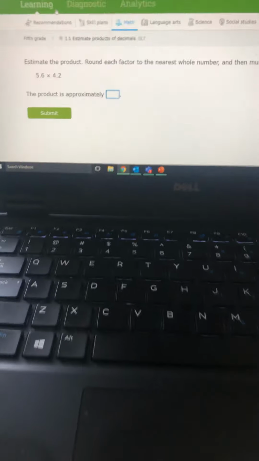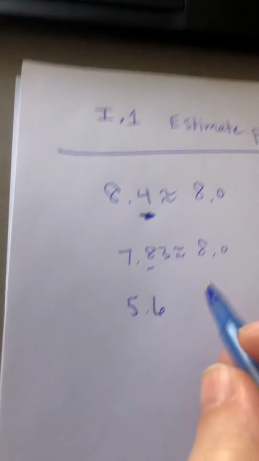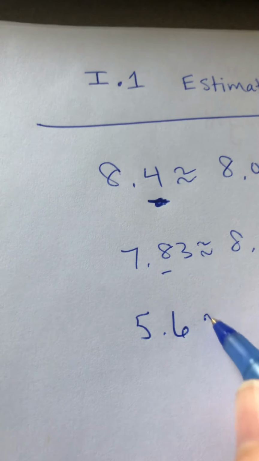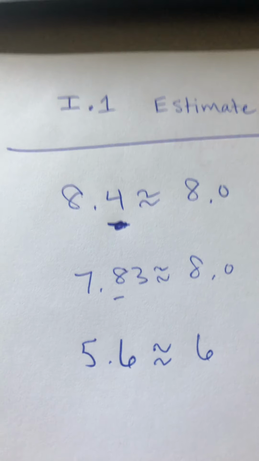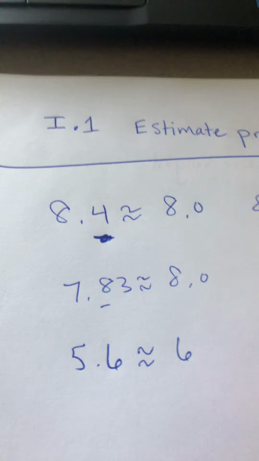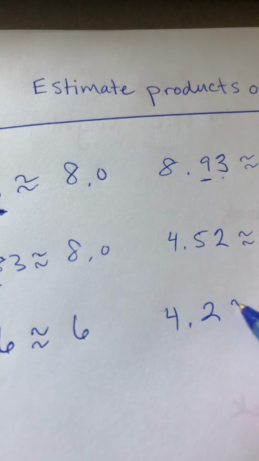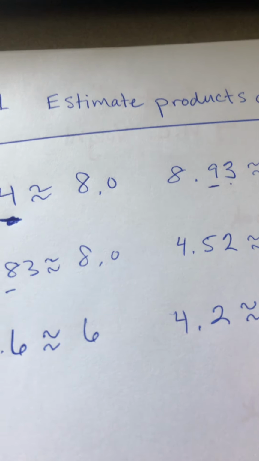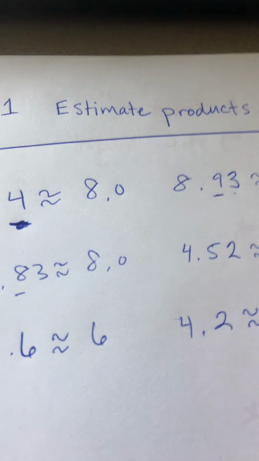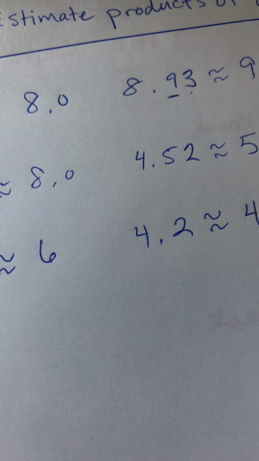All right, the next example is 5.6 times, well, let's go ahead and estimate that. 5.6 is really closer to 6, okay, because the 6 is in the tenths place. That rounds up. And then the other number is 4.2. And 2 is less than 5, so you round down, so that's actually 4. 6 times 4 equals 24.